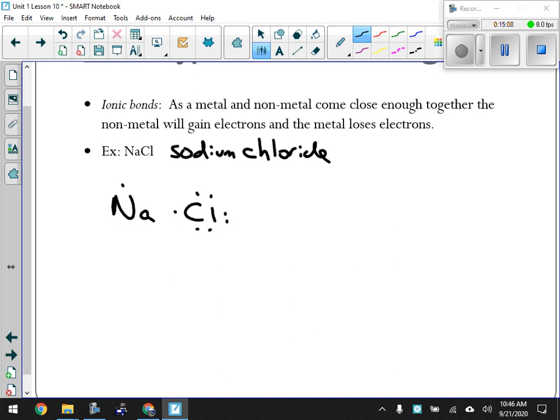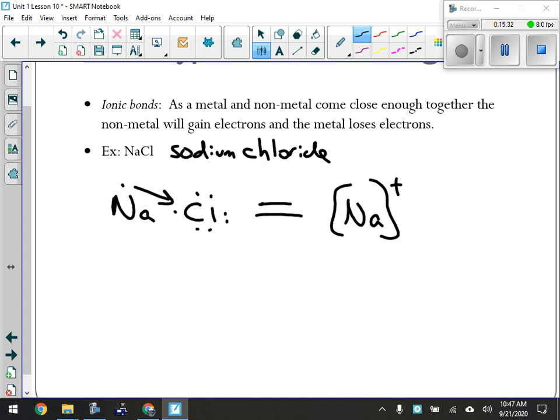What do we use? Arrow, yeah. An arrow to show the electrons moving. Okay, because it's a metal and a non-metal, it's ionic. And as a result, you're going to get what? Sodium that's lost an electron, 1 plus, brackets, don't forget.